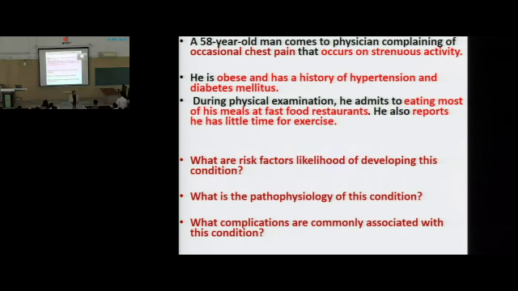Yes, please. An old man comes to a physician complaining of occasional chest pain that occurs on strenuous activity. He is obese and has a history of hypertension and diabetes mellitus. During physical examination, he admits to eating most of his meals at fast food restaurants. He also reports he has little time for exercise. Now see, again obesity, again diabetes, again hypertension. So this is actually a case of metabolic syndrome.